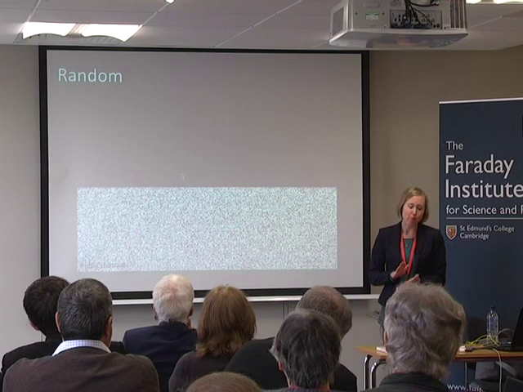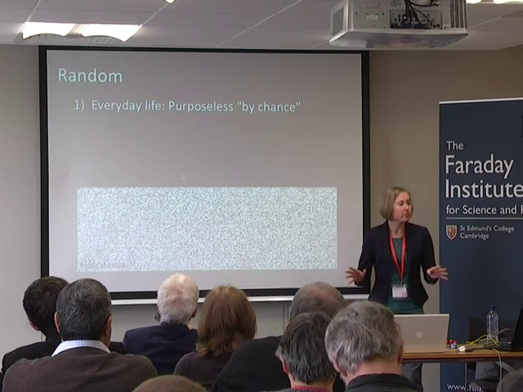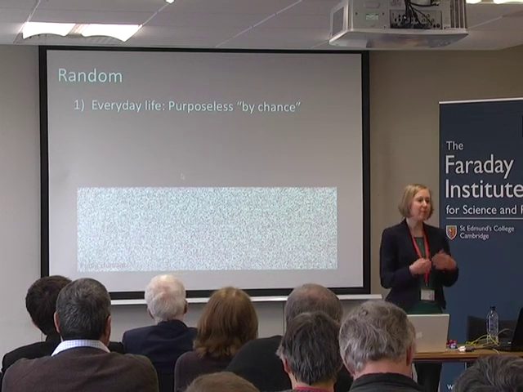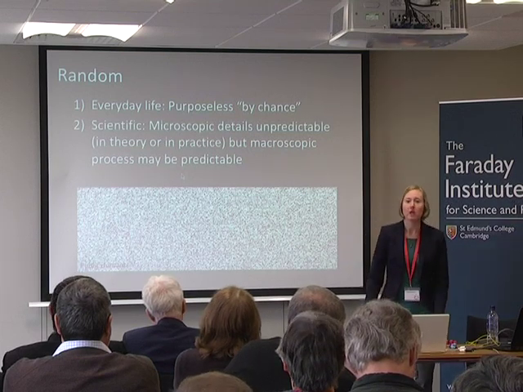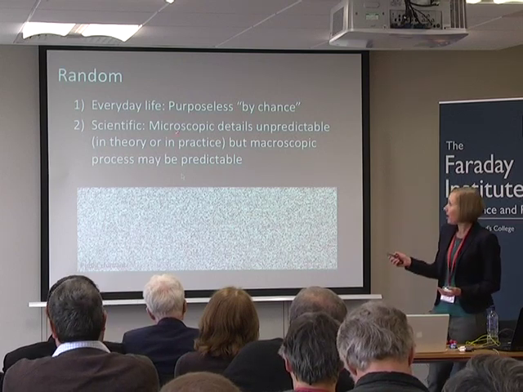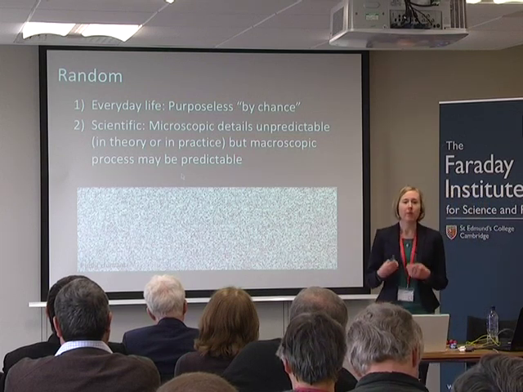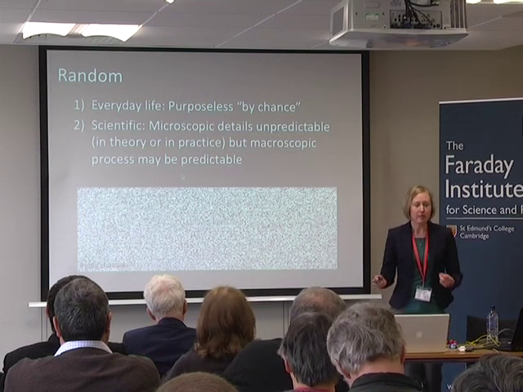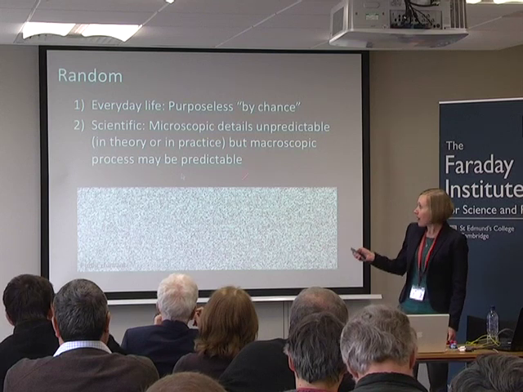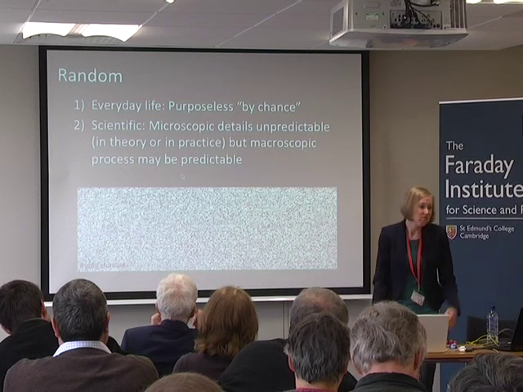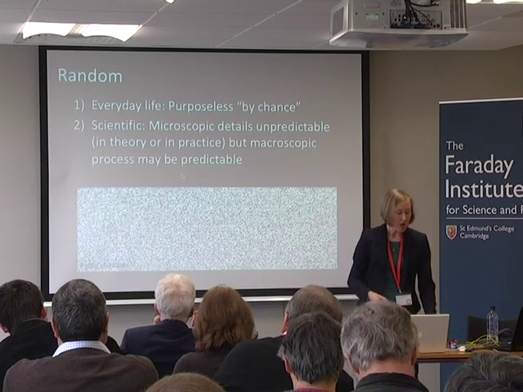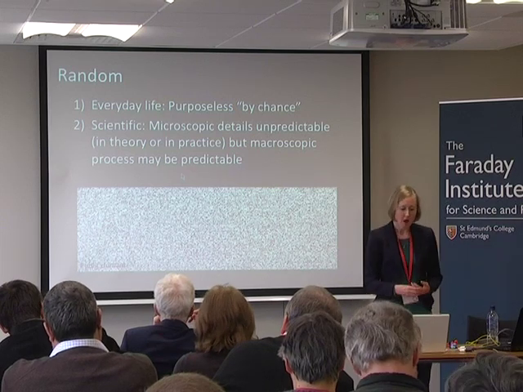This brings me on to talking about randomness. There's two meanings for the word random. First of all, in everyday life, we use the word random to mean purposelessness, by chance, something happened at random. But within the scientific context that I'm working in, the word random has very specific meanings. What I'm talking about when I say something is random or disordered is that microscopic details are unpredictable. If something is random or stochastic, it means that the microscopic details are unpredictable, either in theory or in practice, but we can't predict them. But having said that, macroscopic processes may be predictable. So this picture here is just white noise, it's just random, but sometimes these apparently random processes, like the random motion of these proteins wiggling around, can actually lead to predictable behaviour on a larger length scale.